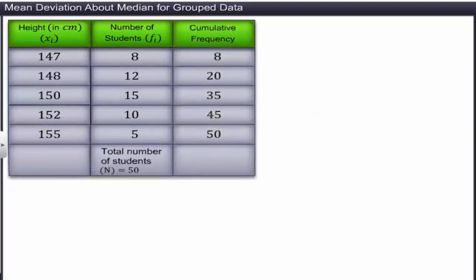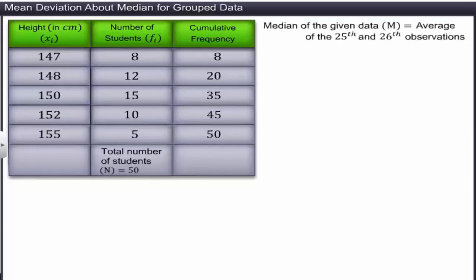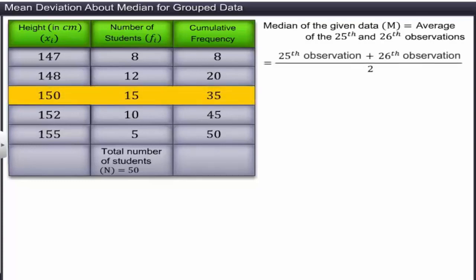Here, the number of students is 50, which is an even number. Thus, the median of the data is the average of the 25th and the 26th observations. As we can notice from the table, the 25th observation is 150 and the 26th observation is also 150. Therefore, the median of the given data is 150 centimeters.